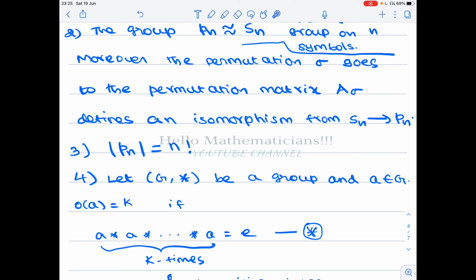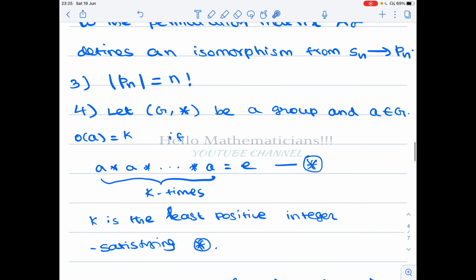Now we come to the question of the order of an element. Let's see why we need the notion of order of an element here. Let (G, star) be a group and A belong to G. We say the order of A equals K if, first, when you multiply A with itself K times, you get E, the identity element of the group G. But if A multiplied with itself K times gives you E, that alone is not sufficient to say the order of A equals K.